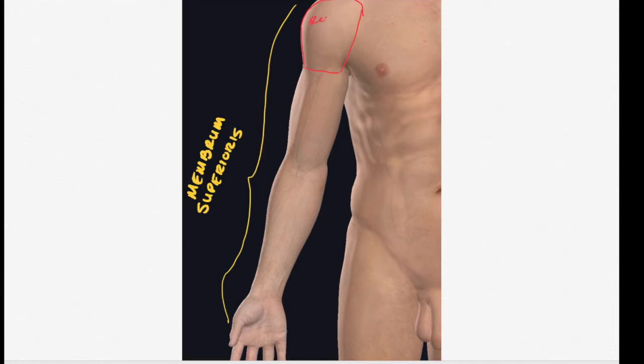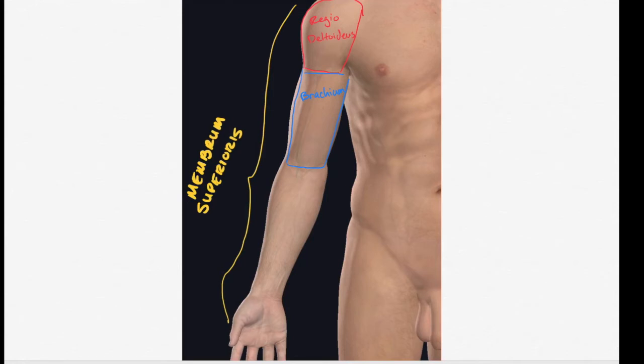But in English, we're going to call it regiodeltoideus. Regiodeltoideus. Not too bad. You can also say in English, deltoid region, which is the direct translation for regiodeltoideus. Just a little further past regiodeltoideus, distally, we have the brachium. Brachium in English is arm.